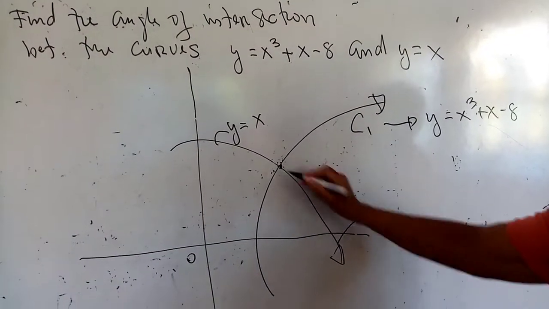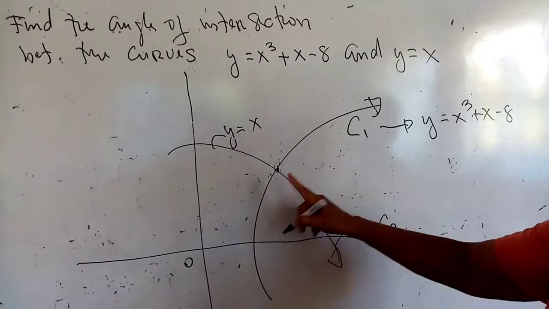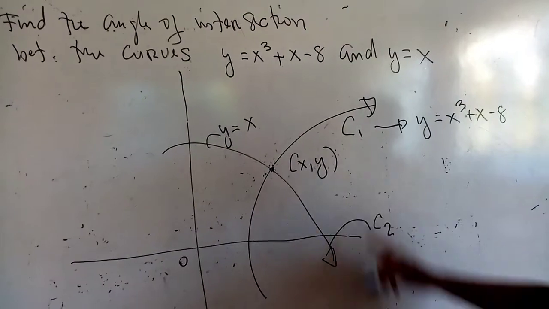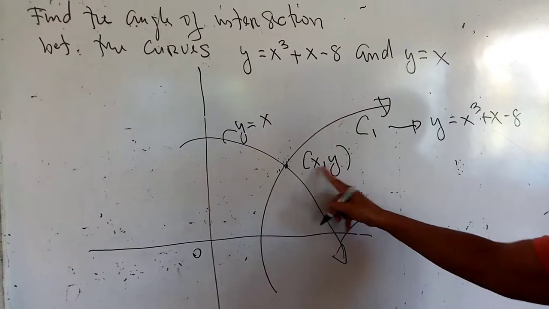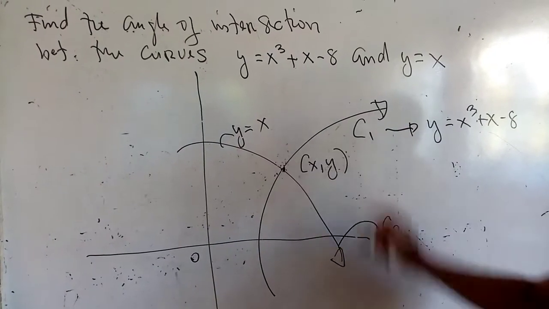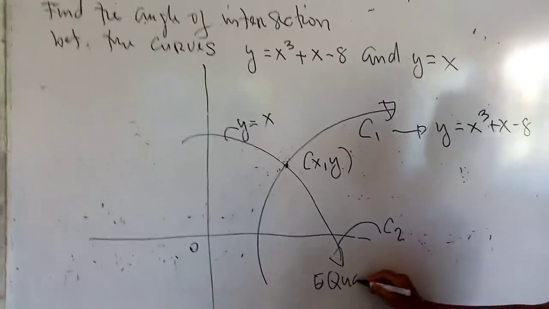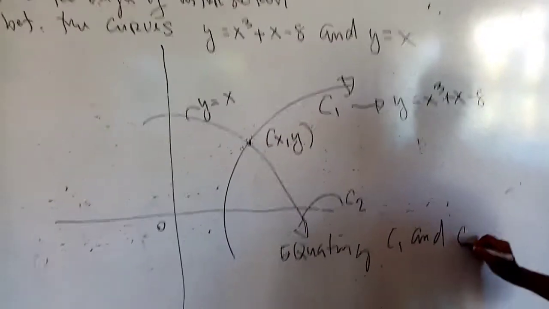Now this point here will be the point of intersection between curve 1 and curve number 2, meaning there is a value for x and a value for y. Now, as you see, we do not yet have that value for x and value for y unless we try to equate the equations. Equating curve 1 and curve number 2.